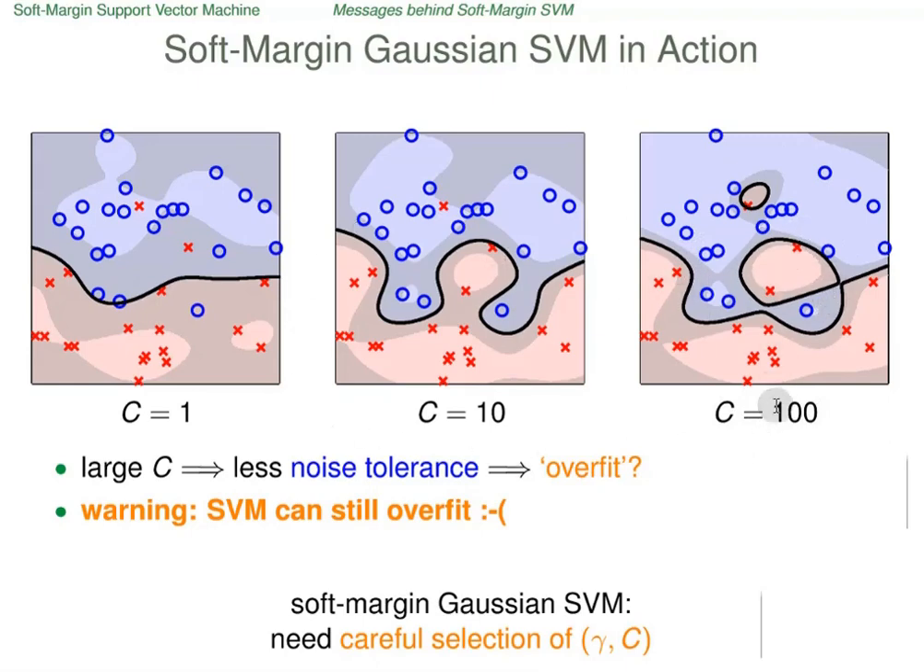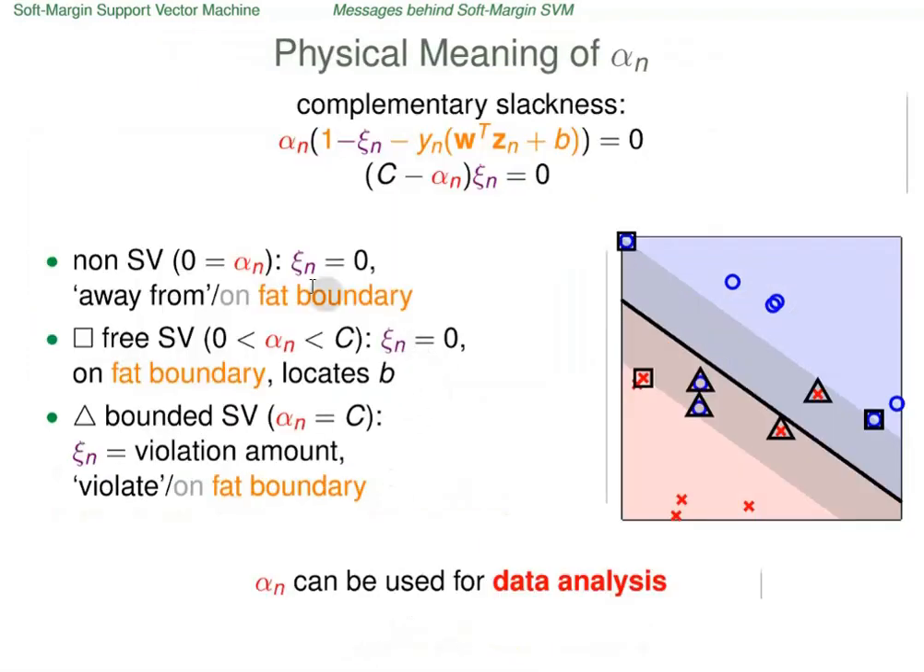Note that depending on the choice of C, we can overfit or underfit, right? There is always the risk of overfitting. So we need to be careful in selecting C plus the kernel parameter. In Gaussian, we have gamma, the width of the Gaussian function. We can try to interpret the meaning of alpha, the solution to the soft margin case, physically, right?